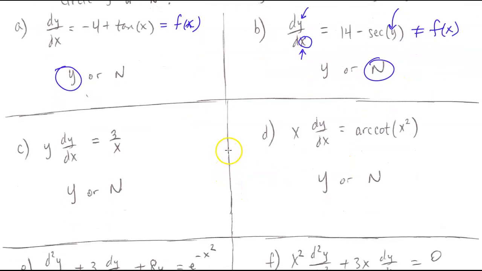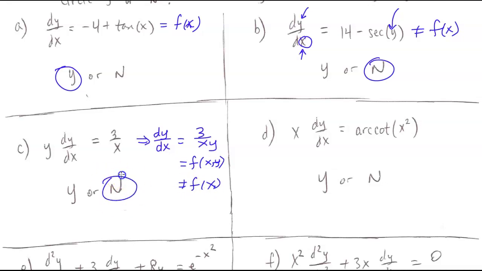So this will not be directly integrable. Okay. Now, in this case, to be able to get this third equation in the form, we would have to divide both sides by y. And if we did that, we'll have dy over dx is equal to 3 divided by x times y. And this is a function of both x and y. So, of course, that's not just a function of x. So that means that will not be directly integrable.